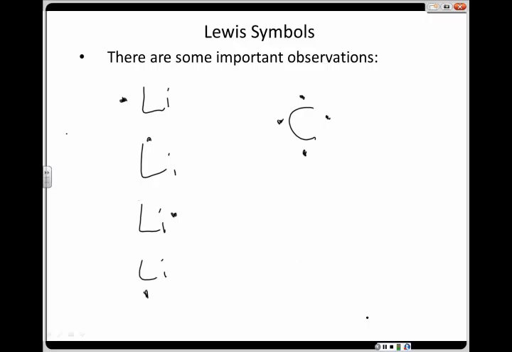So for, let's say, selenium, how many valence electrons does selenium have? Selenium is in group 6A, so it has 6. So I'm going to go 1, 2, 3, 4, 5, 6, right? And that's it. That's all Lewis symbols are. They're just symbols with dots on them showing how many valence electrons it has. And that's really all we have to do.